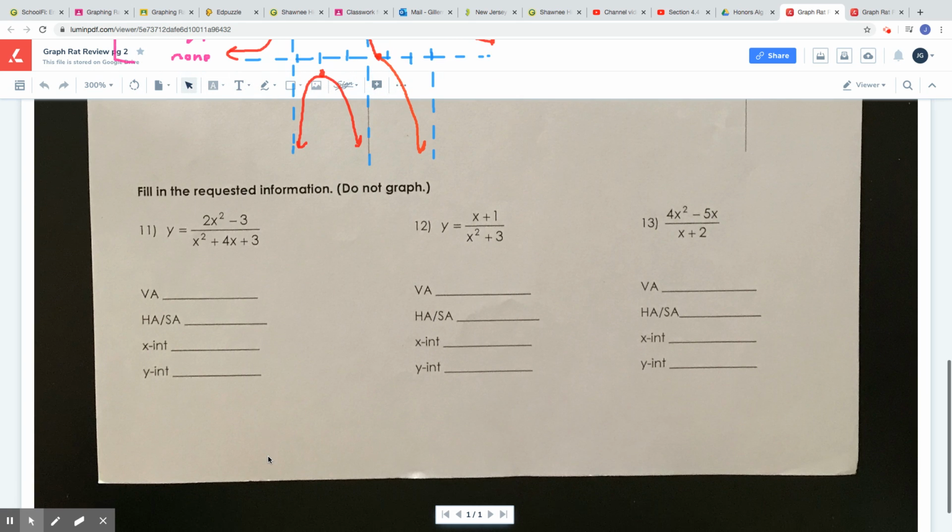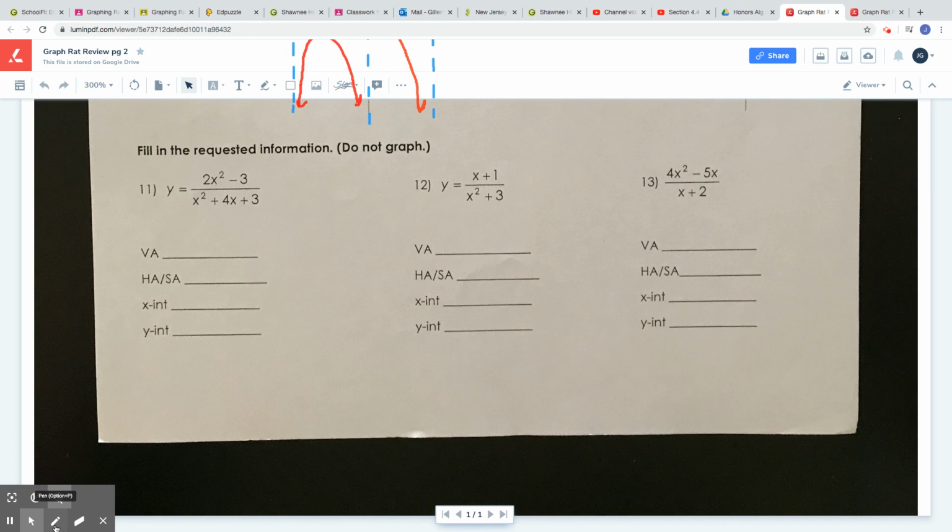Okay, so now we don't have to graph this, hence the directions that say do not graph. We just need to find the vertical asymptote, horizontal or slant, x-intercept, y-intercept. So let's look to factor the bottom. Can it factor? Sure can. x plus 1 times x plus 3. So I have two vertical asymptotes. They're going to be at x equals -1 and x equals -3.